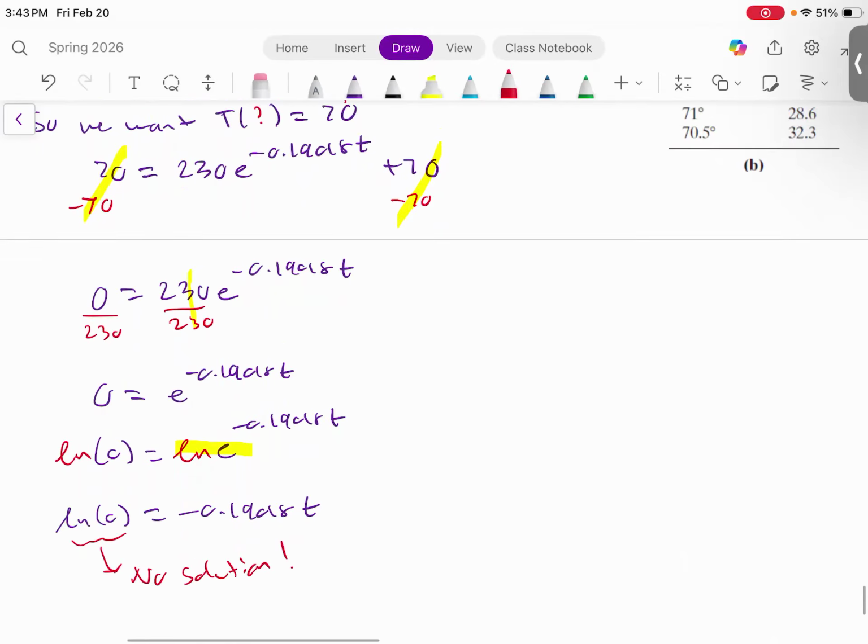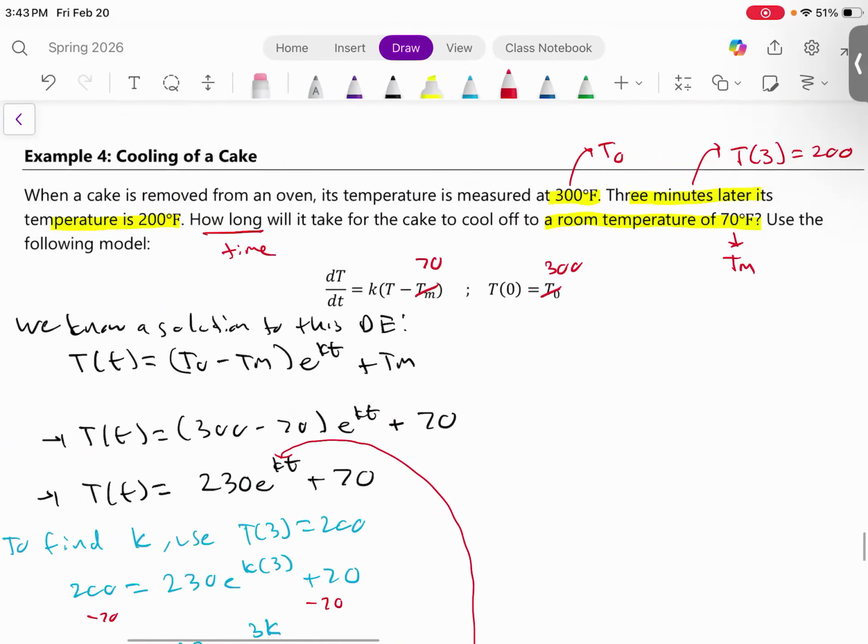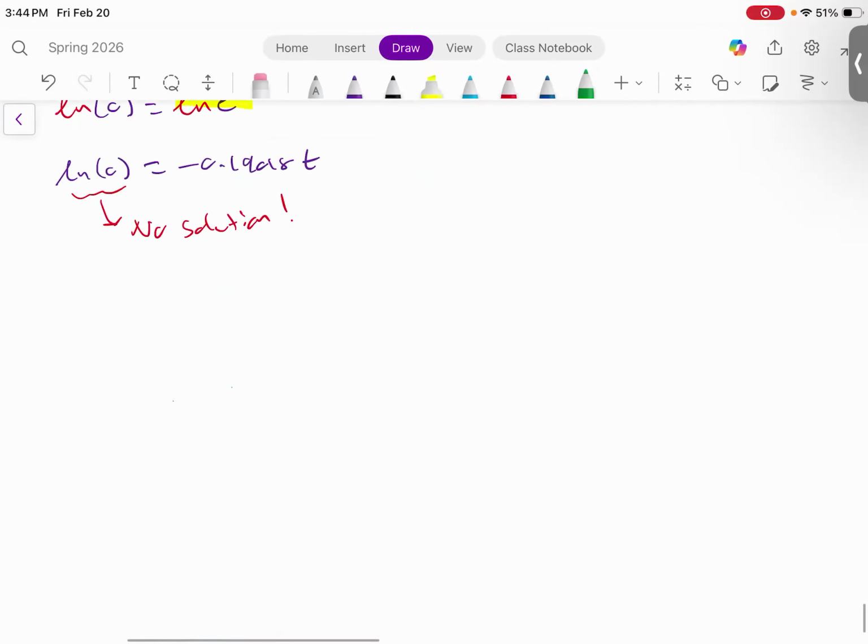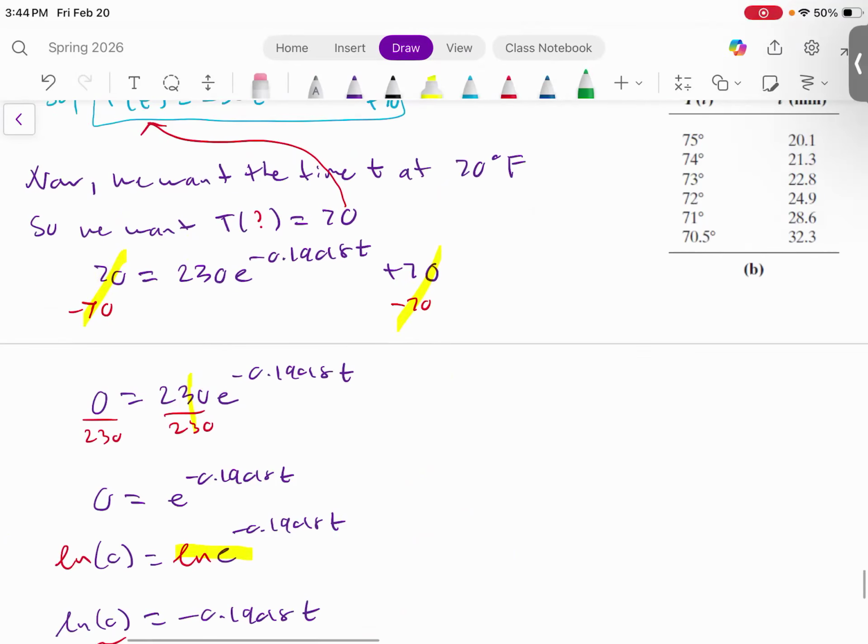So we can't actually get the time it takes for the cake to cool off to room temperature. But what we can do is increment the room temperature a little bit to be able to get an approximate solution. So let's increment this from 70 degrees to like 70.5 degrees. So let's try 70.5 degrees. Okay, so same thing, we'll plug that into our solution.